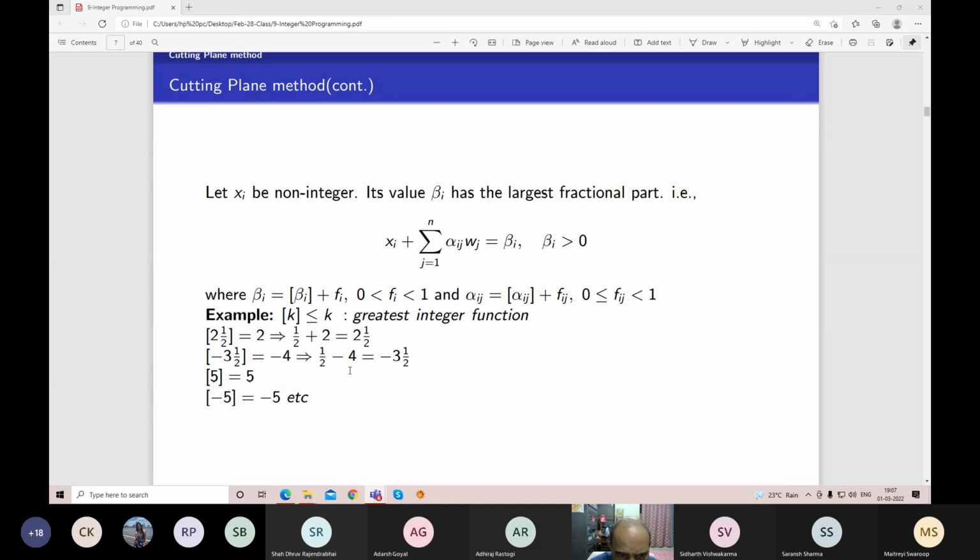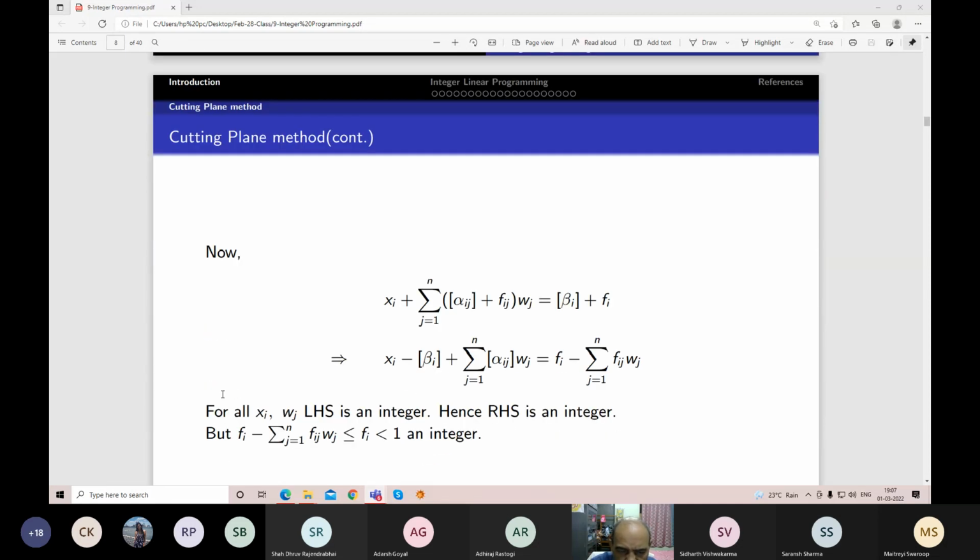How to find the greatest integer function? Say 2.5, its integral part equals 2. Minus 3.5, its integral part equals minus 4. This you know, so I did not tell it. We have to use this concept here. In the equation xi plus the sum of alpha ij wj, we have to express each term in terms of the integral part plus the fractional part, and similarly on the right hand side. So on one side you keep all the integral parts and on the other side all the fractional parts.